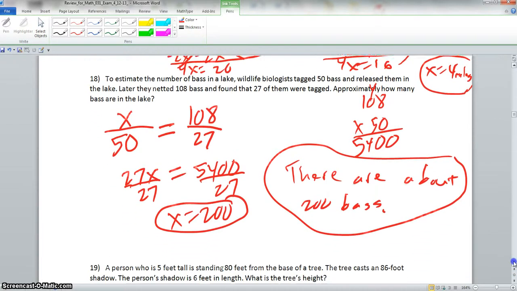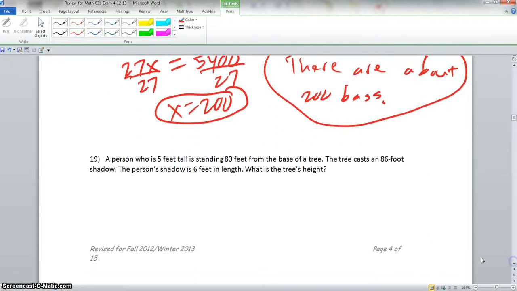Okay, now we scroll down here to 19. A person who was 5 feet tall is standing 80 feet from the base of a tree. The tree casts an 86-foot shadow. The person's shadow is 6 feet in length. What is the tree's height? So what we're going to have here is basically this. This is the person's height, they're 5 feet. This is their shadow, which is 6 feet.